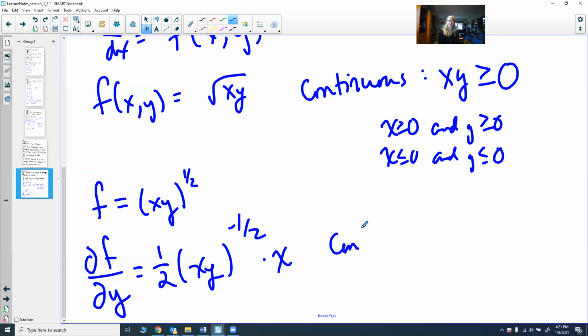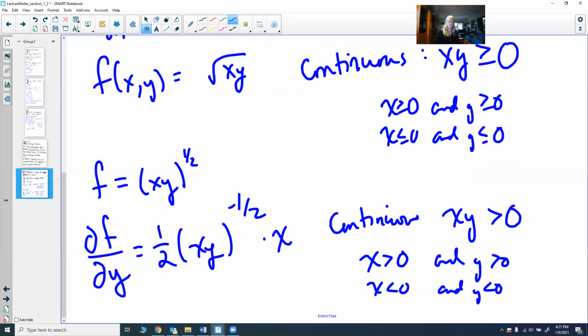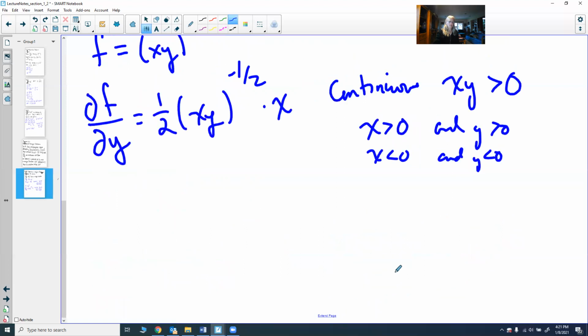All right. So now we're going to find out when that is continuous. Well, that is continuous when x times y is greater than 0. Not equal to, because this now has a negative exponent, so it's now in the denominator, so it can't be 0. And so this is when x is greater than 0 and y is greater than 0, or when x is less than 0 and y is less than 0.